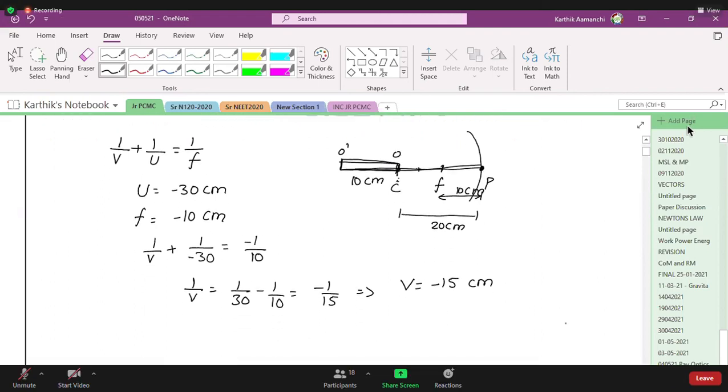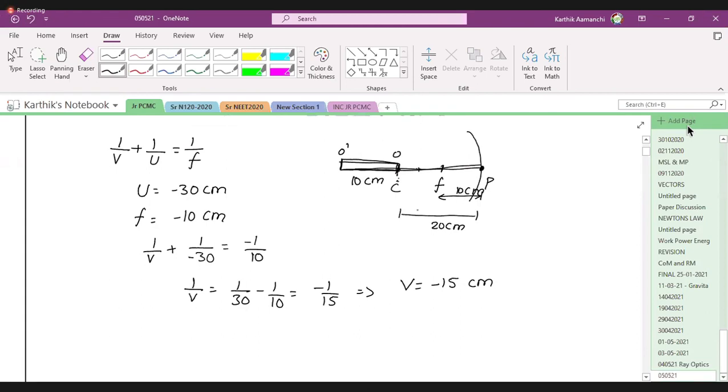So what will be your other point at? The other point will be at 20 centimeters only. Correct? What is the length of the image? 5 centimeters. Understood?